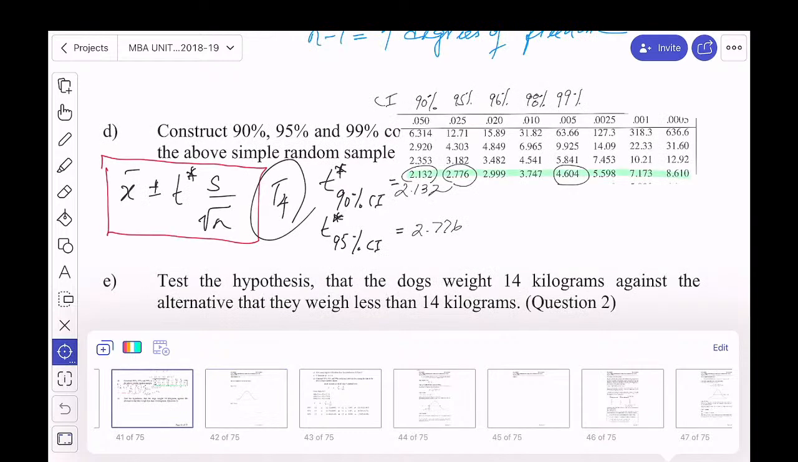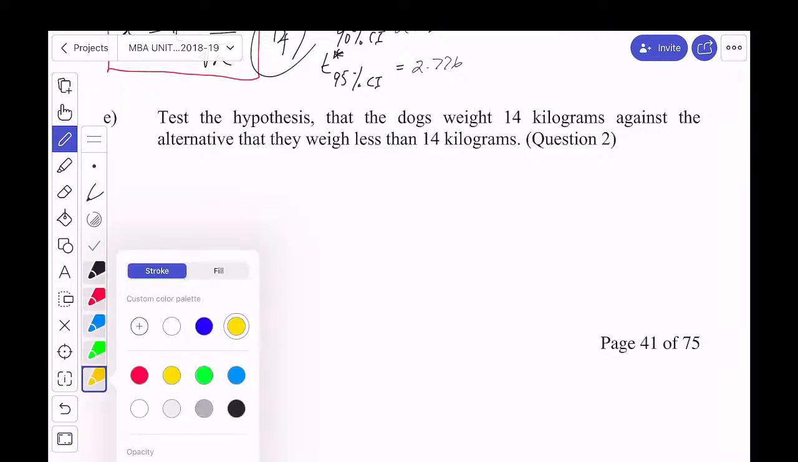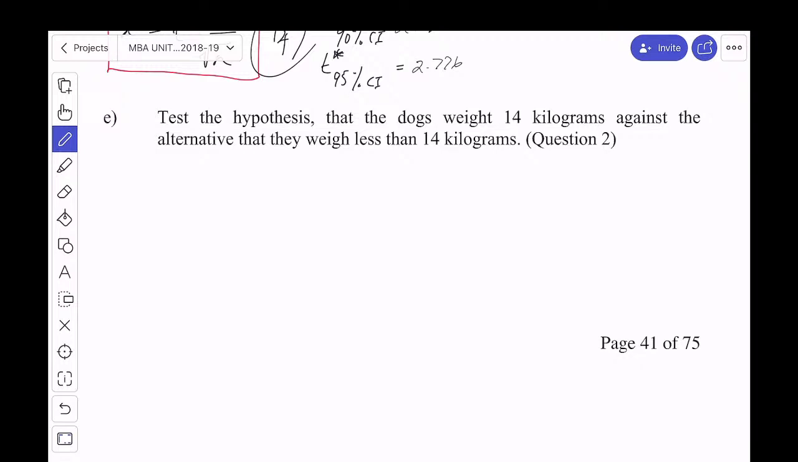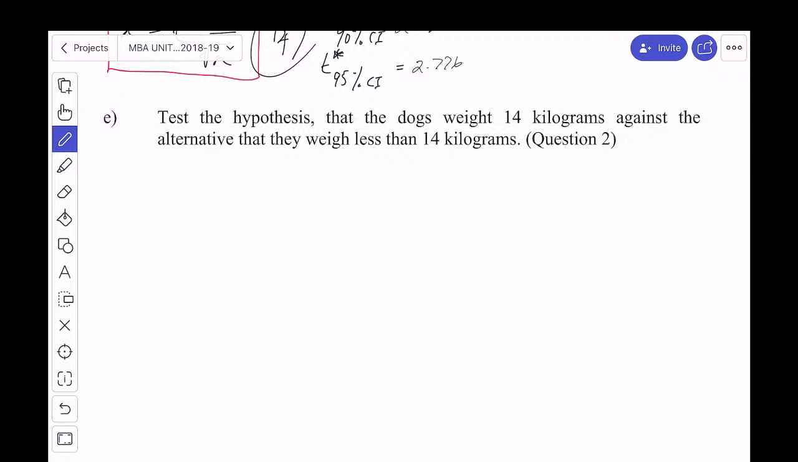So let's see the dog. Okay, here's the dog. So again, this is for averages, all right? We want to test the hypothesis that the dogs weigh 14 kilograms against the alternative that they weigh less than. So that's pretty straightforward.